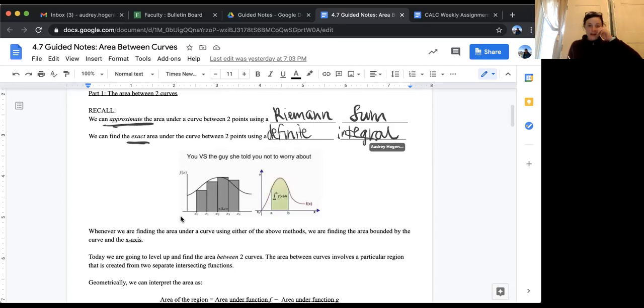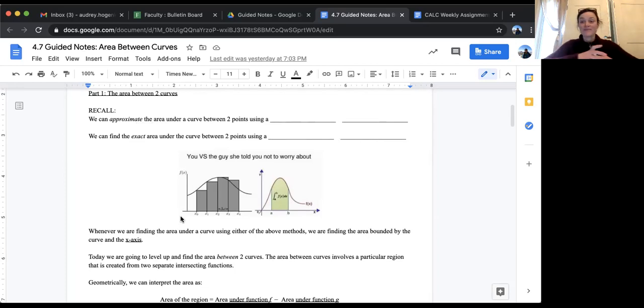I-N-T-E-G-R-A-L, a definite integral. There's my favorite math meme ever, you versus the guy she told you not to worry about. Obviously the Riemann sums are less exact, and so yeah, anyway, that's my literal favorite math meme ever.